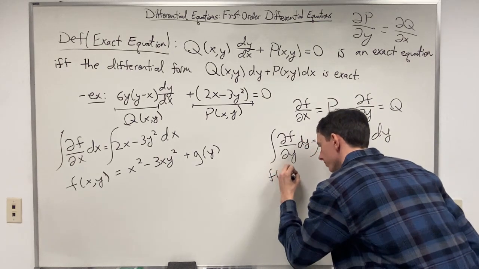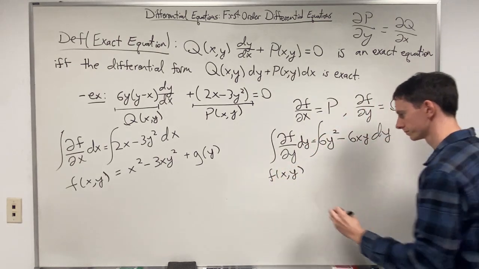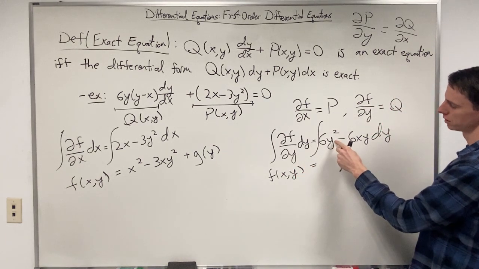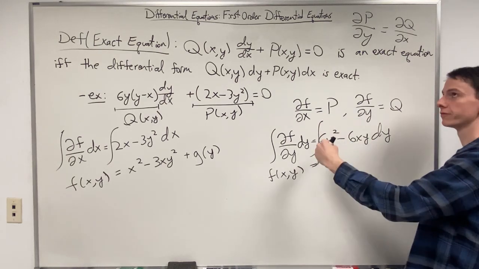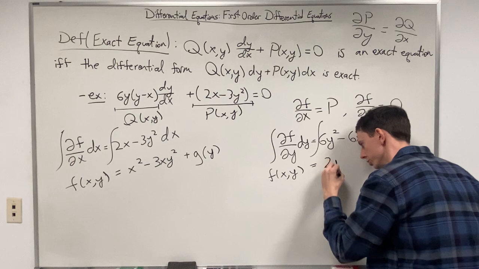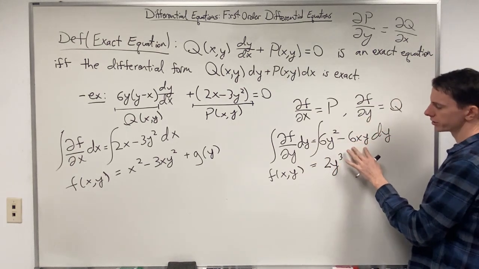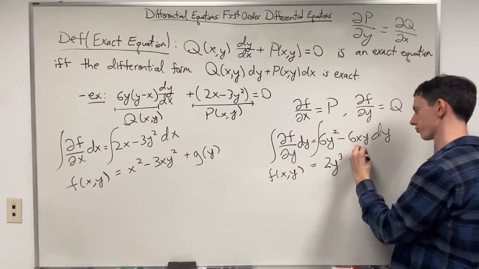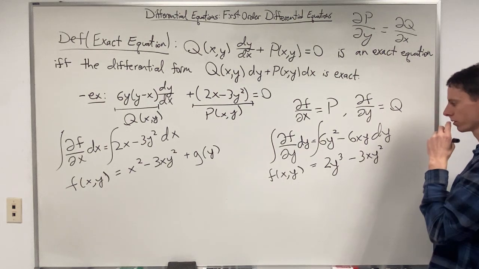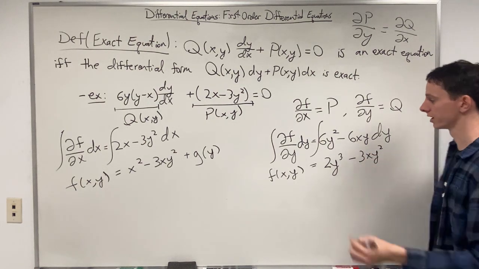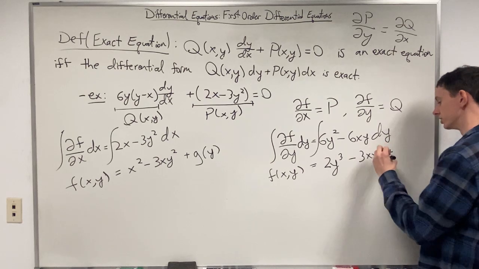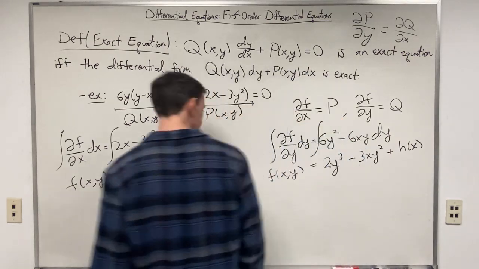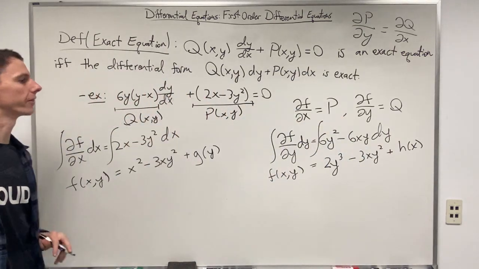For the left-hand side, we're going to get just the function by itself. Then for the right-hand side, if we integrate this term, y squared goes to y cubed, and then we divide by 3. So that's going to give us 2y cubed for the first term. Integrating this with respect to y is going to give us y squared divided by 2, so minus 3xy squared. And then because it's an indefinite integral, there's going to be an integration constant, which in the general case I can write as some function that only depends on x. Hopefully we see how we did that there.